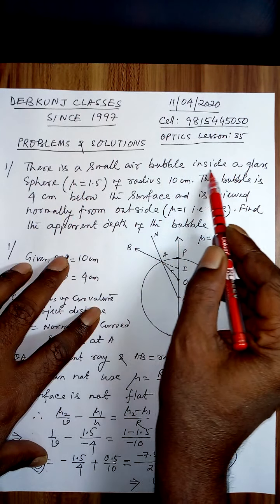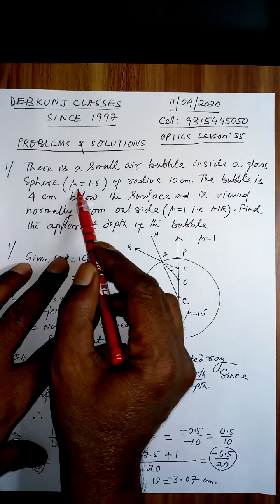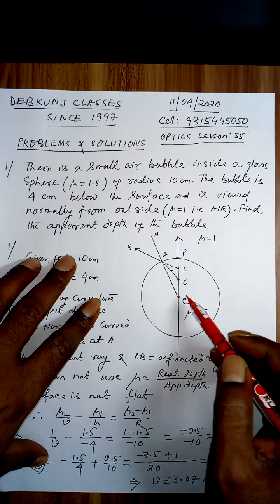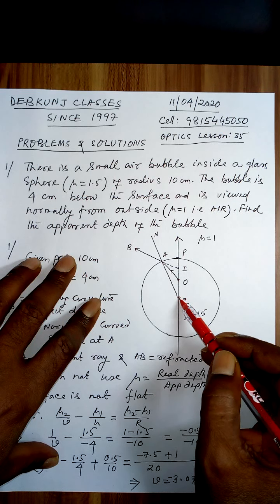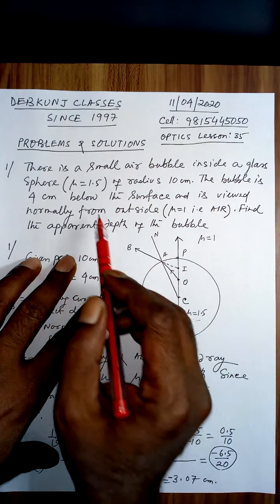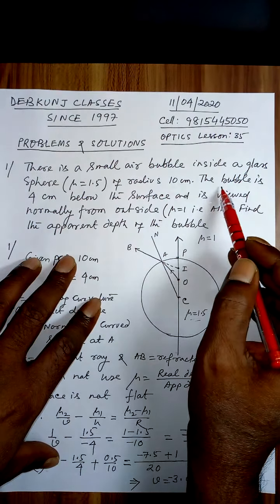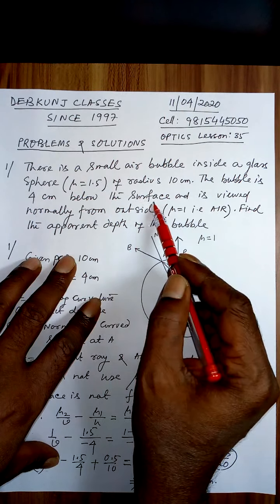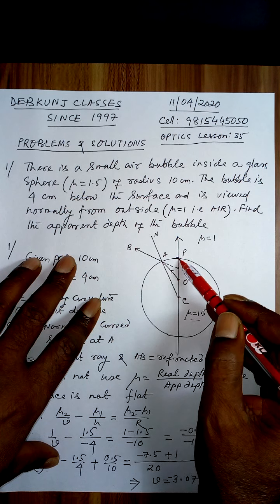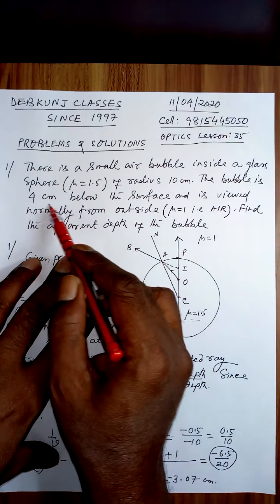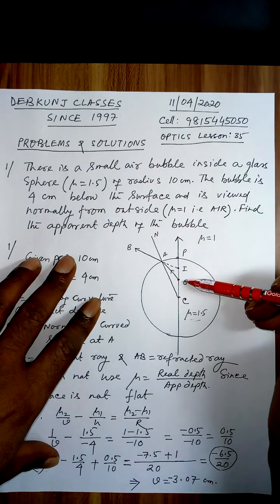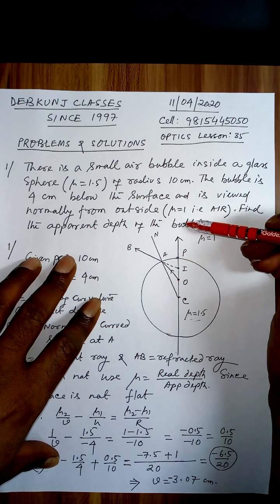There is a small air bubble inside a glass sphere of refractive index 1.5. This is a glass sphere. This is the center of the glass sphere. Refractive index 1.5. O is an air bubble of radius 10 centimeter. The bubble is 4 centimeter below the surface. From P to O, that is from the surface to O, is 4 centimeter below the surface, and is viewed normally from outside. The bubble is watched from this side, means from a rarer medium.